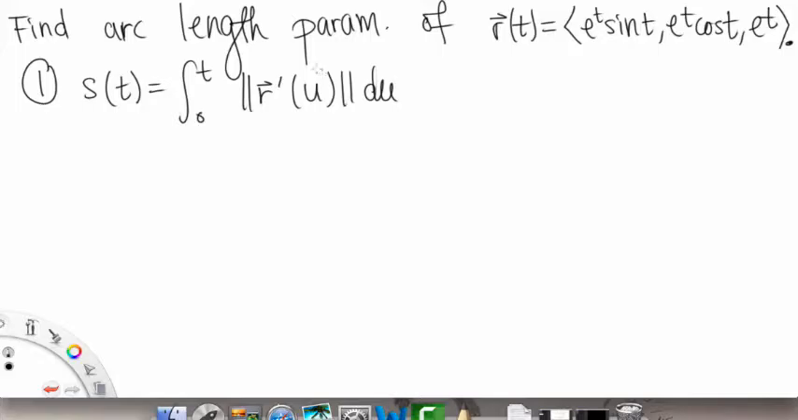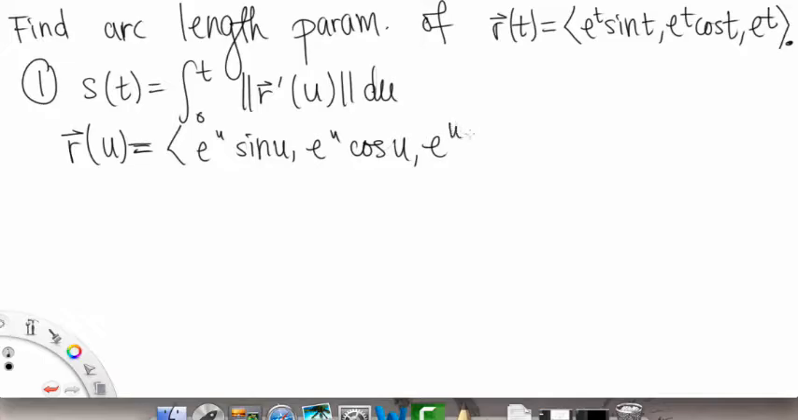Okay, so first of all, we have to find r of u. We're just going to replace all of the t's with u's, just for the sake of notation, right? So r of u is e to the u sine u, and then e to the u cosine u, and then e to the u again, lastly. I'm going to leave it like that.